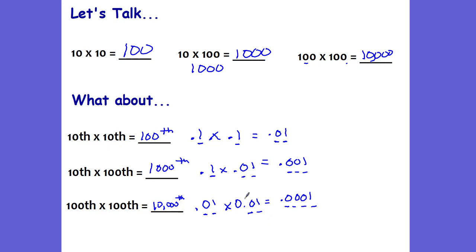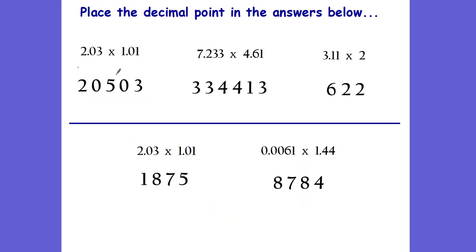So a neat little trick is that when you're multiplying decimals, you can count how many decimal places there are, how many digits are in the decimal place values. Count how many they are in the two factors that you're multiplying together, and that's how many you're going to have in your answer. So let's practice that. We're going to place the decimal point in the answers below.